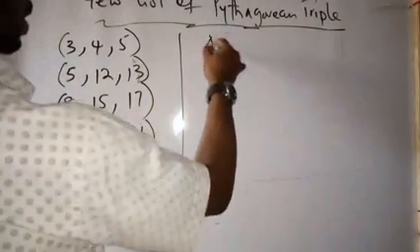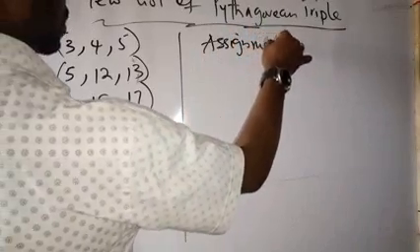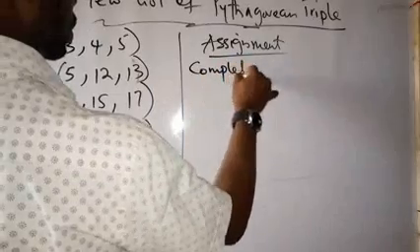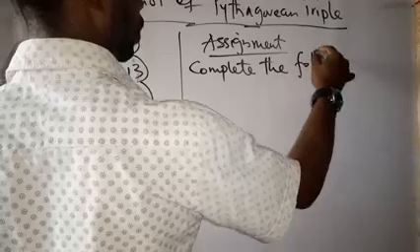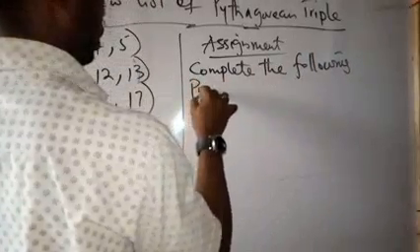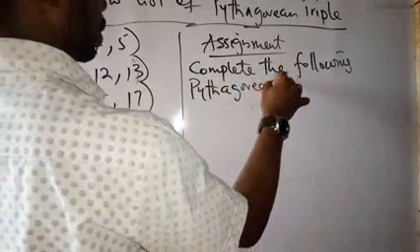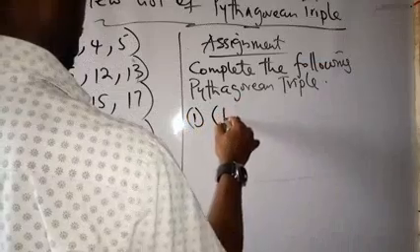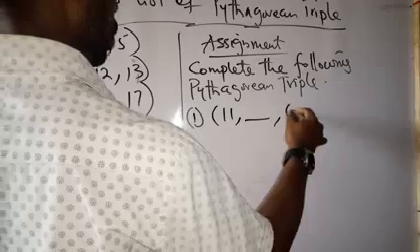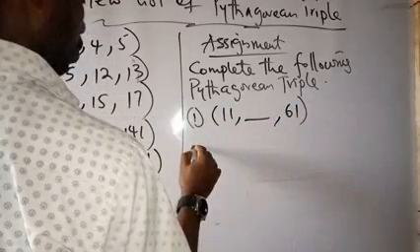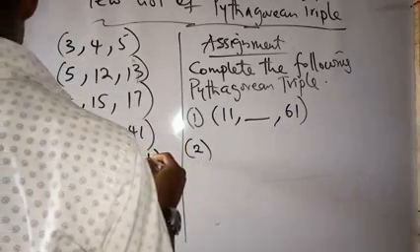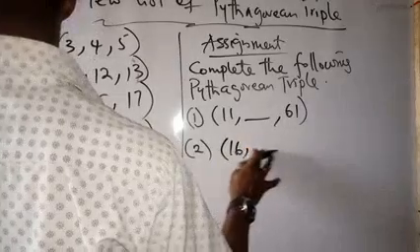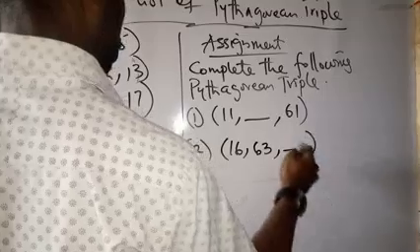So your assignment on that, I'm making 2 assignments. Complete the following Pythagorean triples. Just complete it. Number 1: what if you have 11, blank, 61? You find what this place will be. Just put the answer there. Number 2, you can also have 16, okay, let me fill this one, 16, 63, dash. So complete this one.